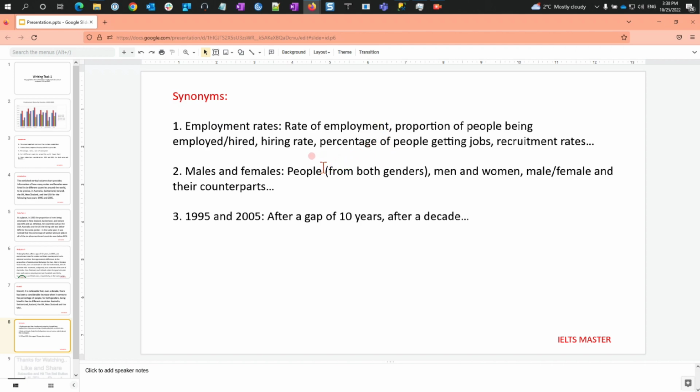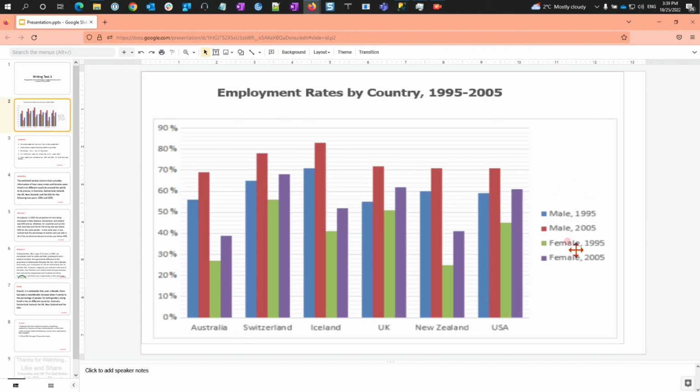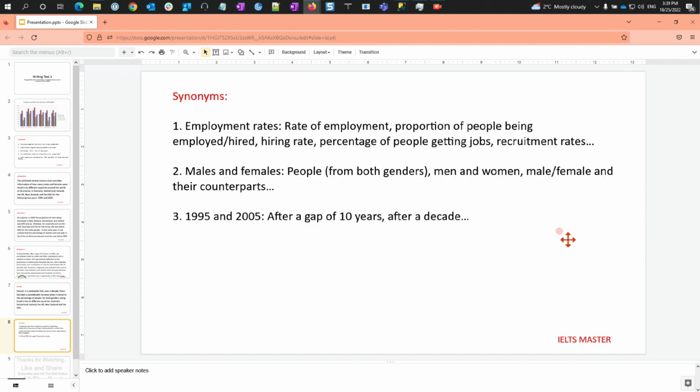That's totally fine. Second, the words that are used the most were males and females. So we can say people from both genders, men and women, male, female, like male and their counterparts, female and their counterparts. Counterparts means the other half. And with regards to the graph that we have here, it is male and their counterparts or female and their counterparts if we go that way.